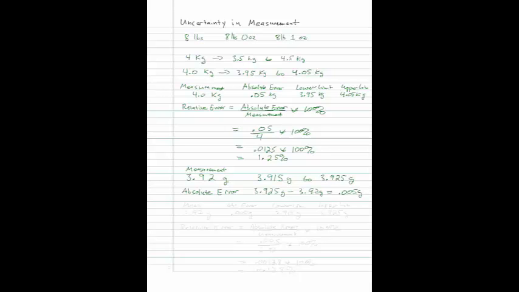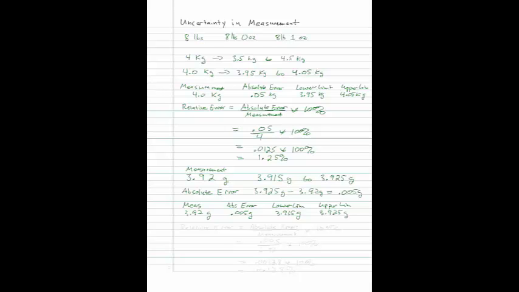So if we go through our usual thing, we have our measurement, 3.92 grams. Our absolute error is 0.005 grams. So our lower limit, as we have before, our lower limit is 3.915 grams, and our upper limit is 3.925 grams.